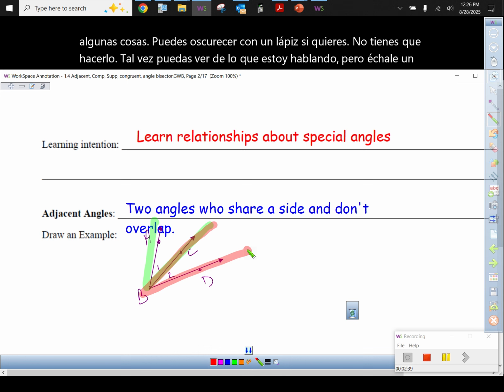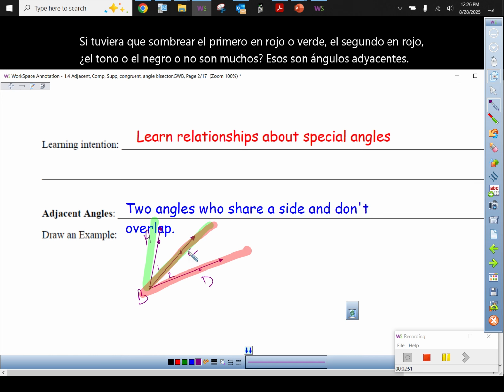If I was to shade the first one in green and the second one in red, would the shade overlap or do they not overlap? Those are adjacent angles. Cool. Those are adjacent angles.